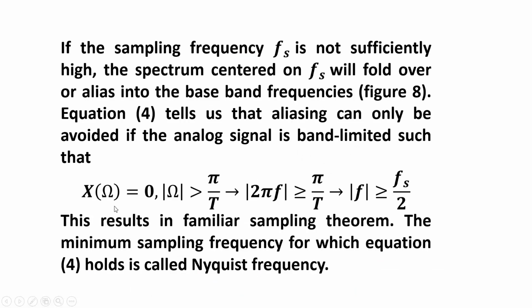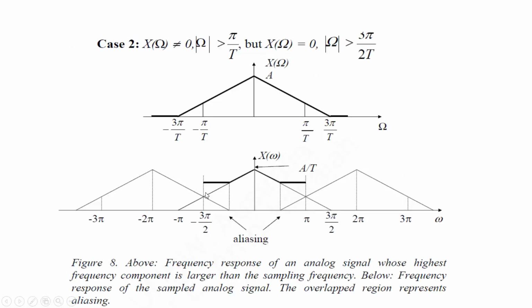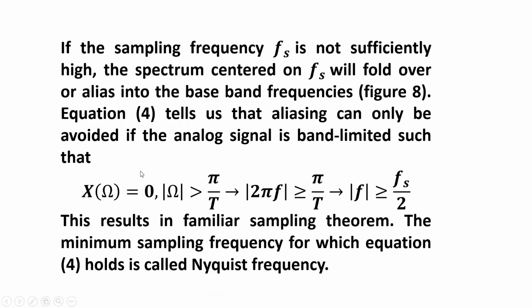Okay. Then that's what is said here in this equation. The analog spectrum should be equal to 0 with modulus of omega greater than pi by T. That means beyond minus pi by T on the negative side and beyond pi by T on the positive side. This results in the familiar sampling theorem. The minimum sampling frequency for which equation 4 holds is called the Nyquist frequency.